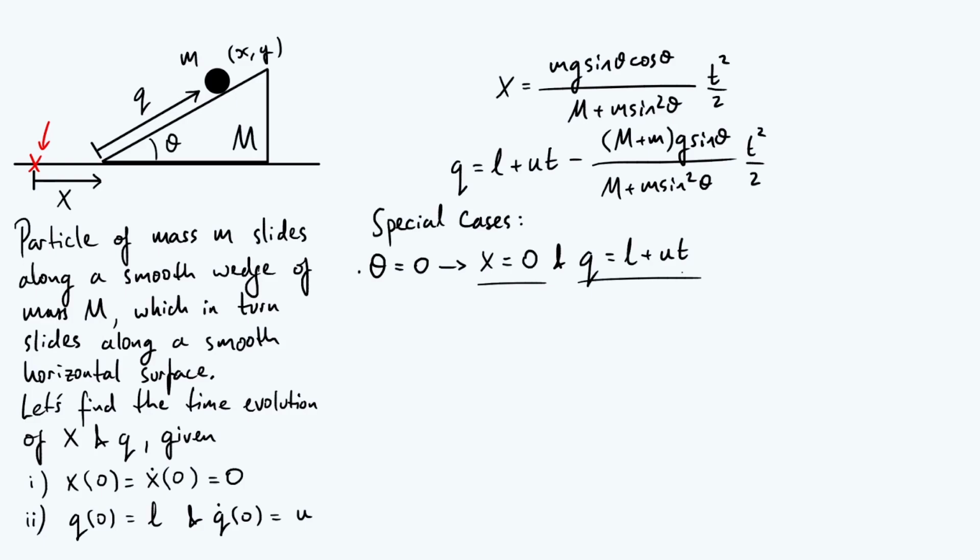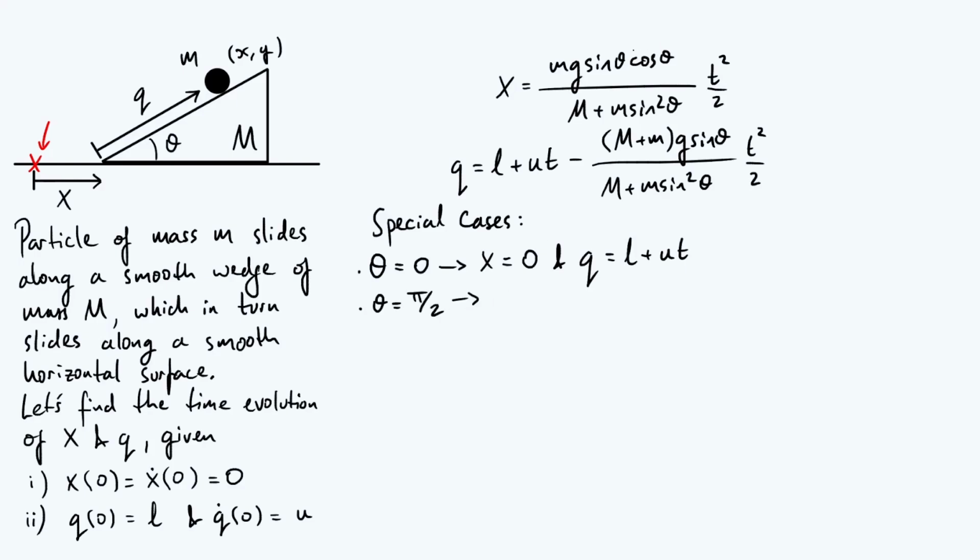What about how q evolves with time? Well, this is just saying that the distance between q and its starting point, which was at a value of L, just increases linearly with time, and that's perfectly consistent with a particle that initially has a speed of u but doesn't have any force acting on it, right? It's just going to keep going in the same direction forever with a speed of u. So that's great. What about when theta is another special value, which is pi over 2?